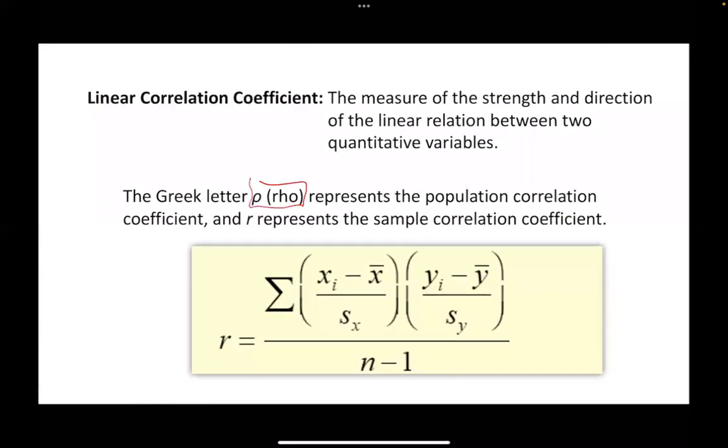We will not be using rho in this class. The reason is you don't need to run a linear correlation regression if you know the population. If you know the whole population, it is pointless to write an equation that makes a prediction. So we don't do that. We're just going to use r. r is for our sample. It's a sample correlation coefficient. And so we'll just be using r.